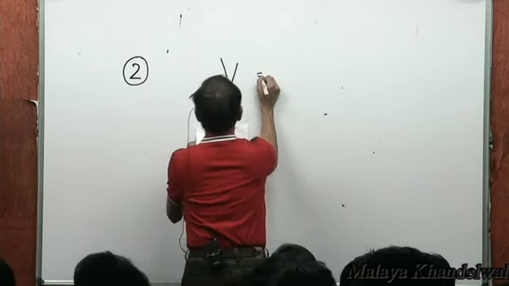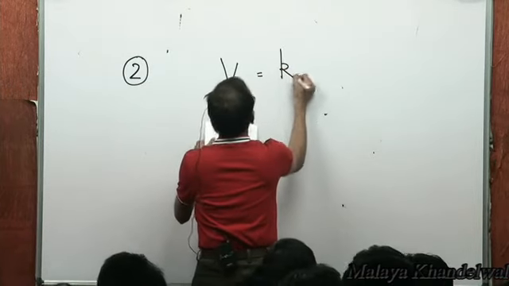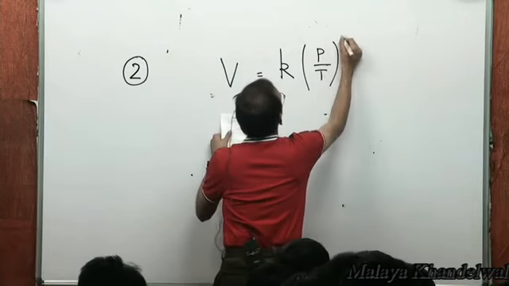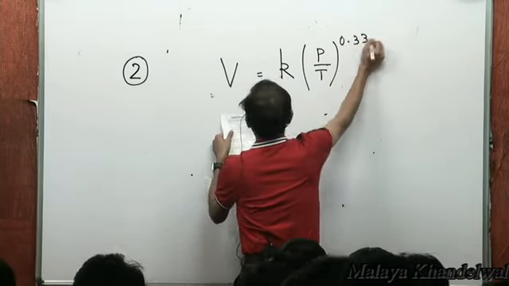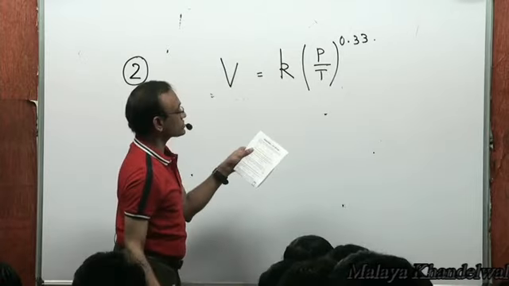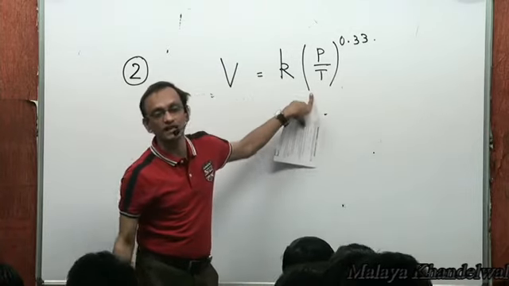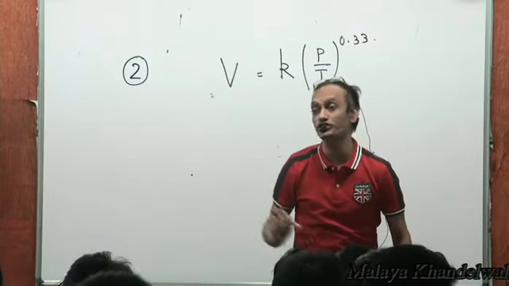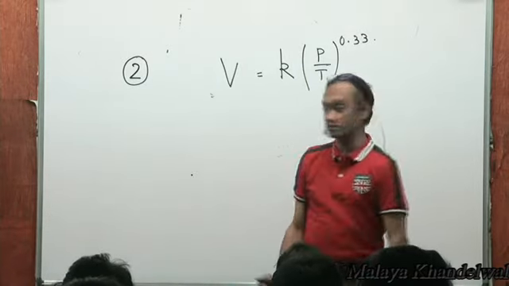Volume is given as, in a certain process, P by T to the power 0.33 equals K, where K is a constant and there is a certain process in which this happens. We want to figure out the nature of this process. We want to be able to figure out the nature of this process, right?